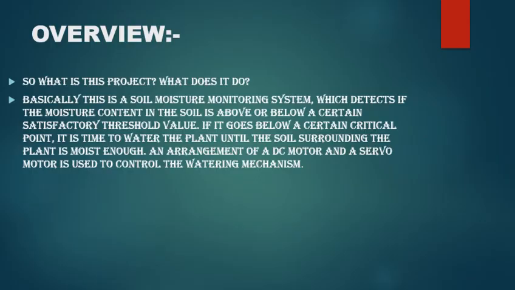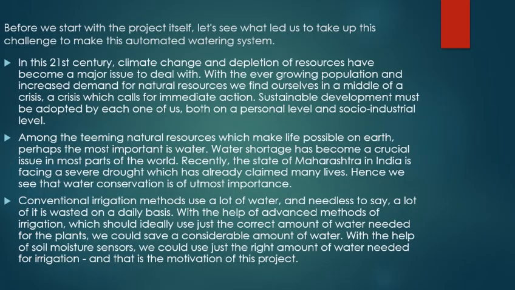Basically, this is a soil moisture monitoring system which detects if the moisture content in the soil is above or below a certain satisfactory threshold value. If it gets below a certain critical point, it is time to water the plant until the soil surrounding the plant is moist enough. An arrangement of a DC motor and a servo motor is used to control the watering mechanism. It's a brief intro of the topic.